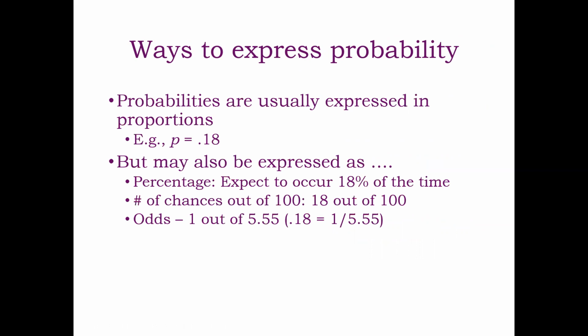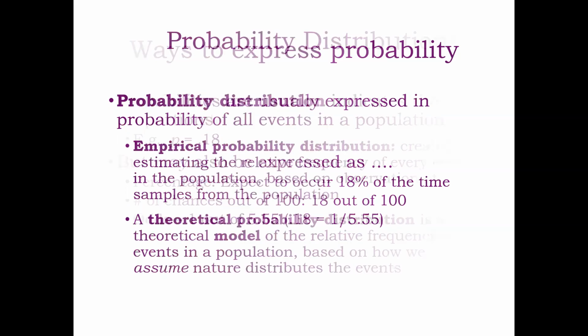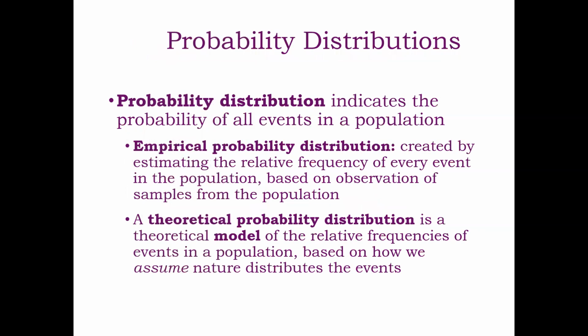Now, why does all this matter? This matters because we are going to be talking about probability distributions, and we need to distinguish a couple things. First, a probability distribution is just the probability of all events in a population. We saw the standard normal curve and its probability distribution, right? There are 2 main types. There's the empirical probability distribution, and this is created with data, okay, by estimating the relative frequency of every event in the population, or based on observation of samples from that population. This is collecting real data and then basing our estimates of the population on the samples, right?